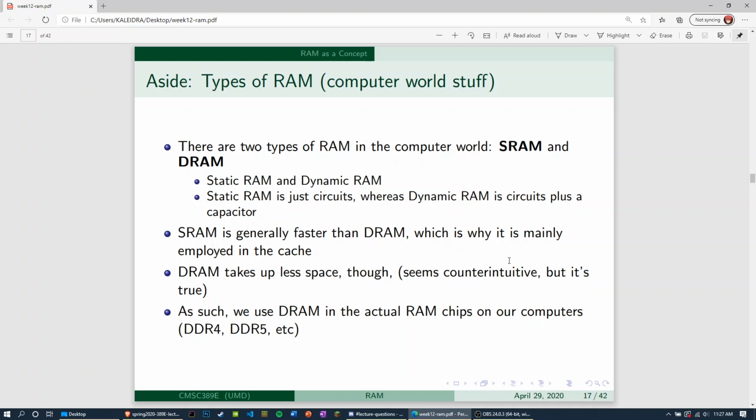Now DRAM takes up less space, though. It sounds counterintuitive because it has an added capacitor, but it turns out that dynamic RAM has much smaller circuits. Since it's smaller, we can smoosh more into one place, and we don't really value speed as much as the cache. We use DRAM in the actual RAM chips on our computers, and SRAM within our cache and our processor, right? In our case, we are going to be using the equivalent of static RAM that we can just pull from all the time because Minecraft is excellent and doesn't have all this electricity business that we have to deal with. As such, we don't really need to deal with capacitors, and we can focus on the actual logic portion.